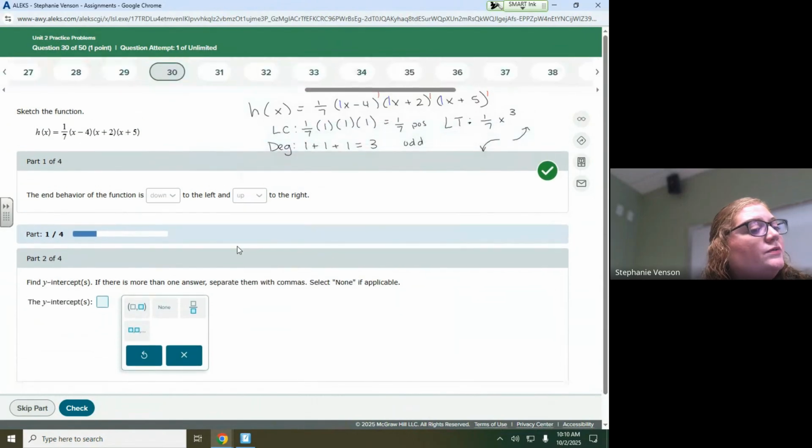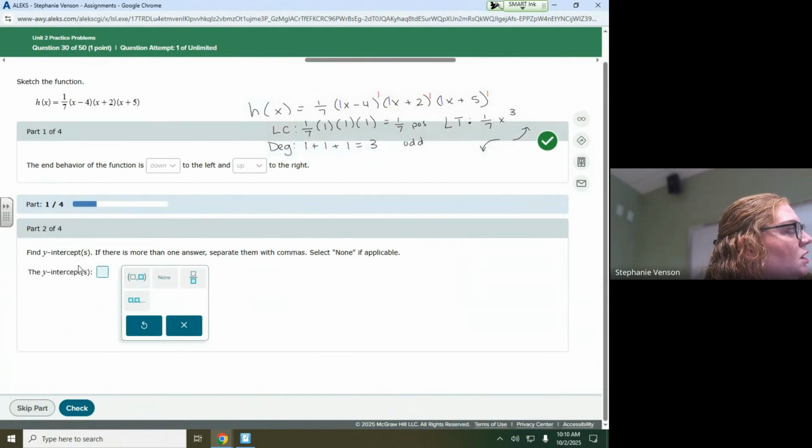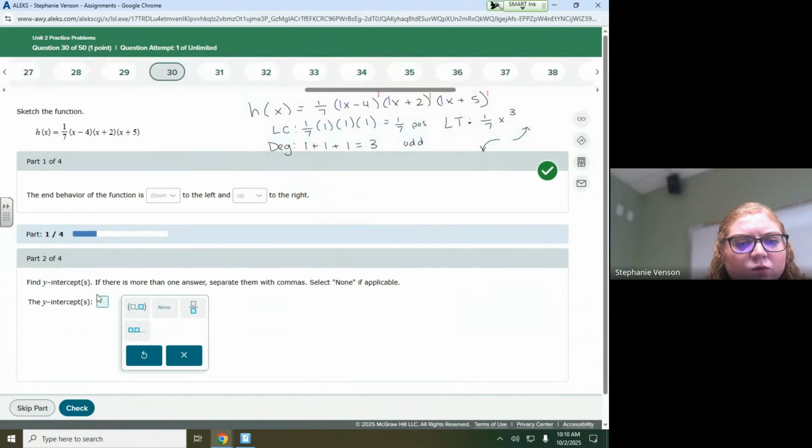Okay, so all we've done so far on 30 is answer that the end behavior is down on the left and up on the right. So we've still got parts 2, 3, and 4. So find the y-intercept. We've been doing this a bunch. We know how to find the y-intercept.